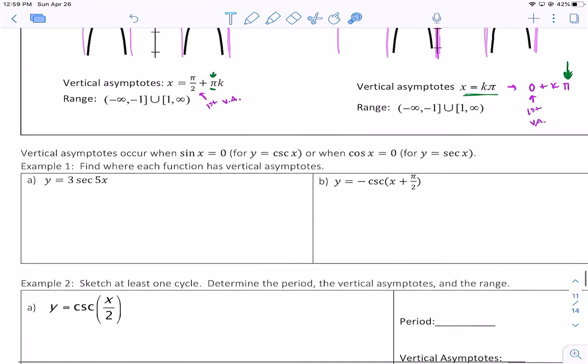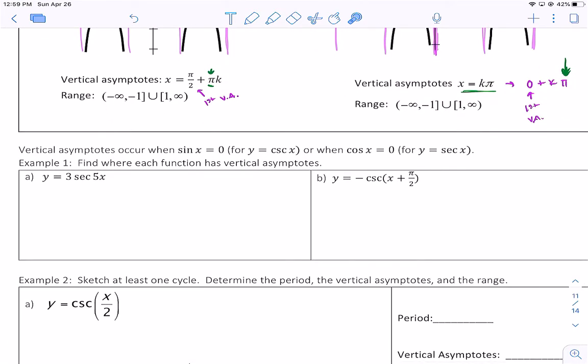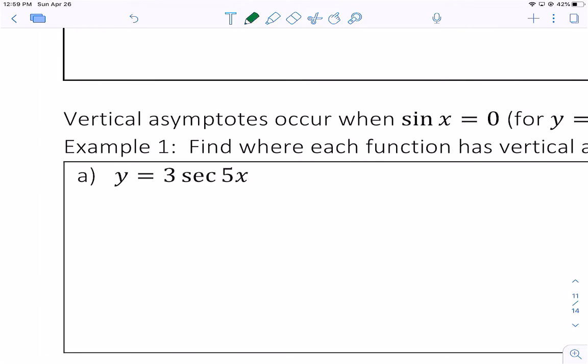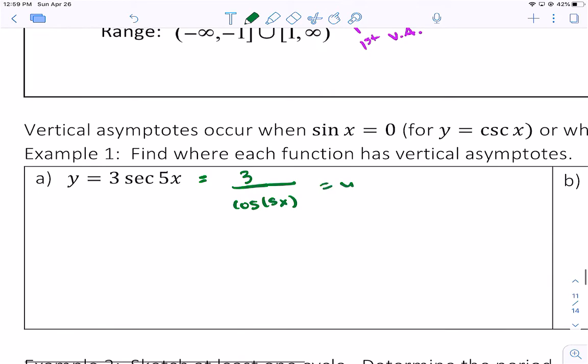So let's try a couple here. The first couple questions just want us to find the vertical asymptotes, reminding us that vertical asymptotes occur when sine equals 0 for cosecant and when cosine equals 0 for secant. So it's just the denominator. Find where each has a vertical asymptote. So I'm going to just rewrite this. This is equivalent, since secant is equivalent to 1 over cosine. This would be 3 over cosine of 5x. So this is undefined when the denominator equals 0, so anytime cosine of 5x equals 0.